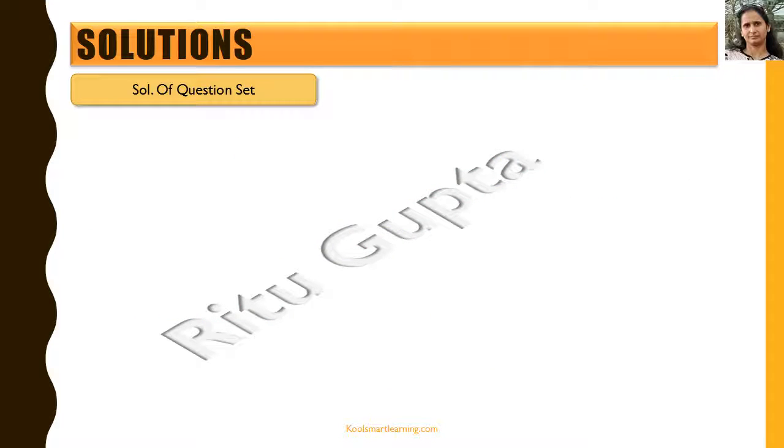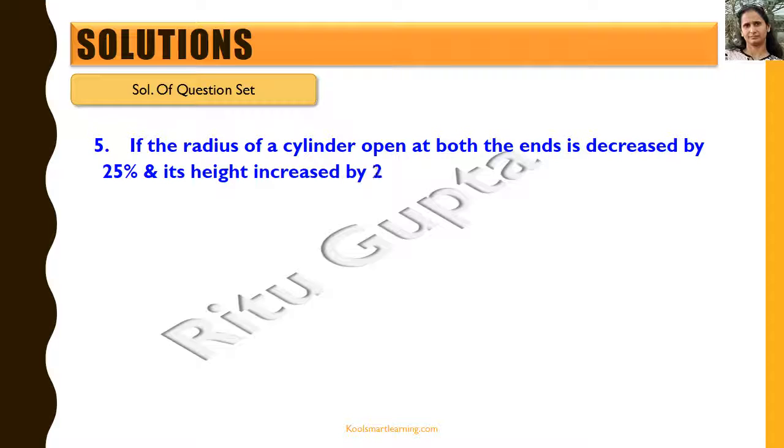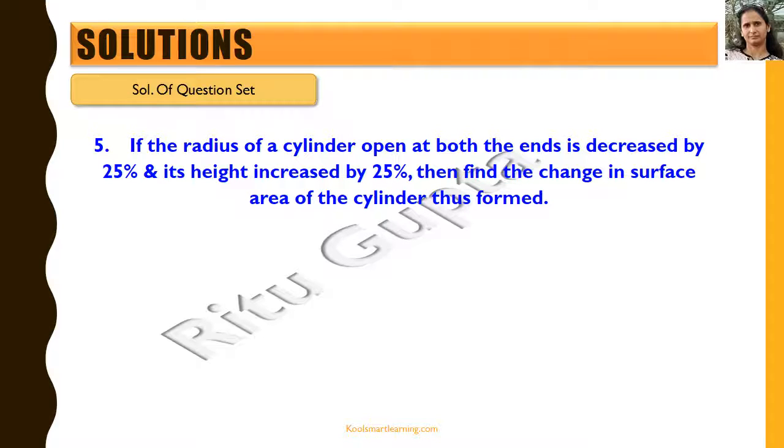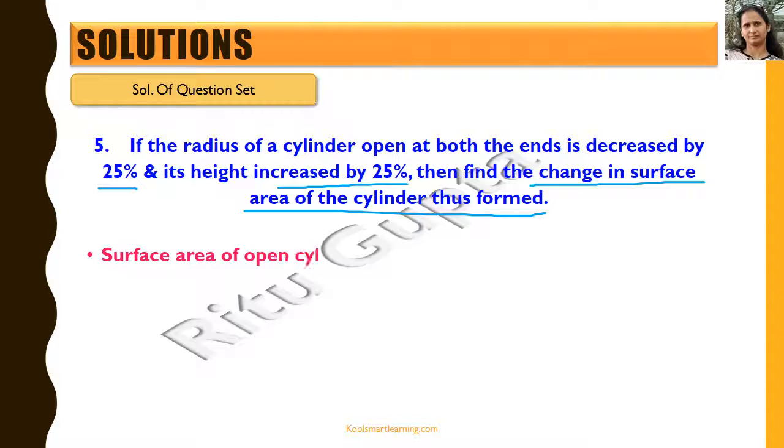Let's now look at the solution for the fifth question. If the radius of a cylinder open at both the ends is decreased by 25% and height is increased by 25%, we need to find the change in the surface area of the cylinder thus formed. So we know surface area of the open cylinder is nothing but 2 pi RH because it is open at both the ends, so we don't count the area of the flat surfaces.